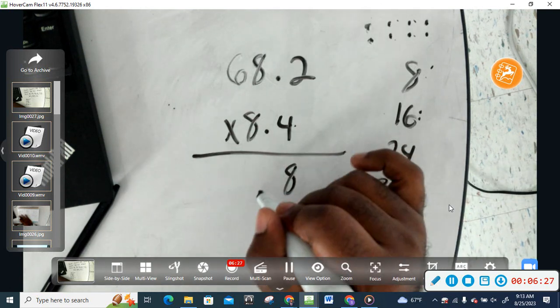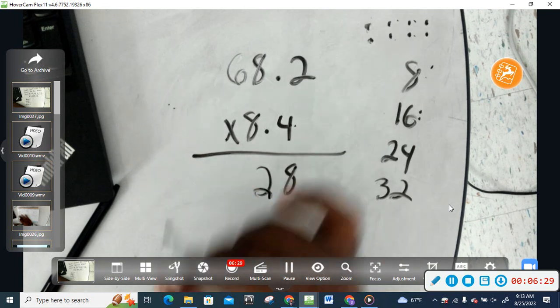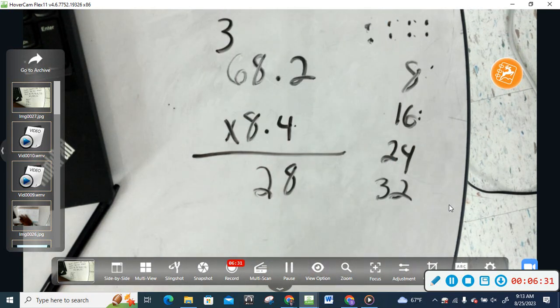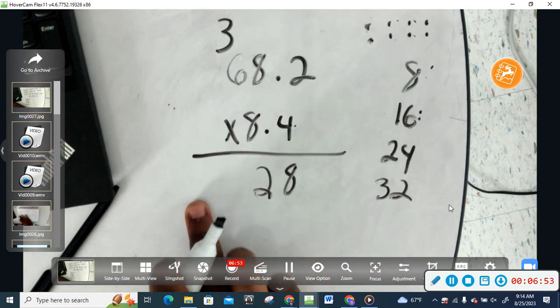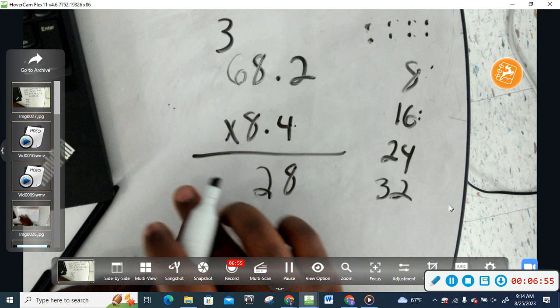So if that's 32, I put my 2 here and carry my 3. Now, 4 times 6. Or 6 times 4, whatever. What we got? Good. 24 plus my 3, 27. And now that's nowhere for me to carry to, so I just write the whole number.